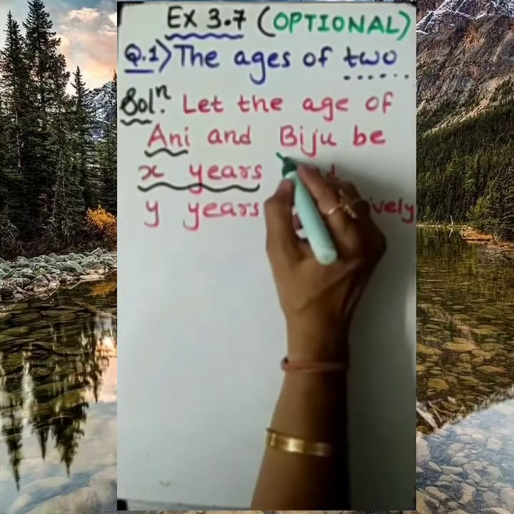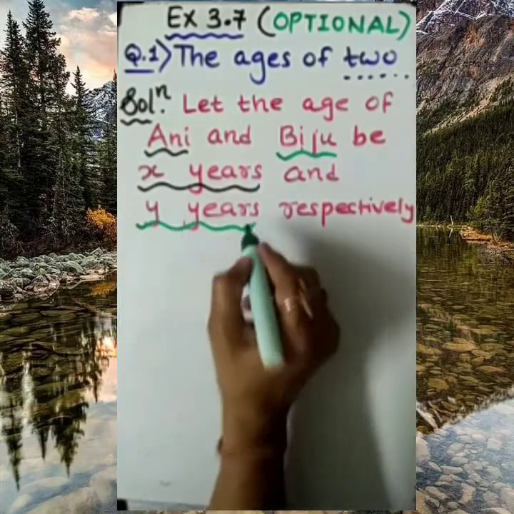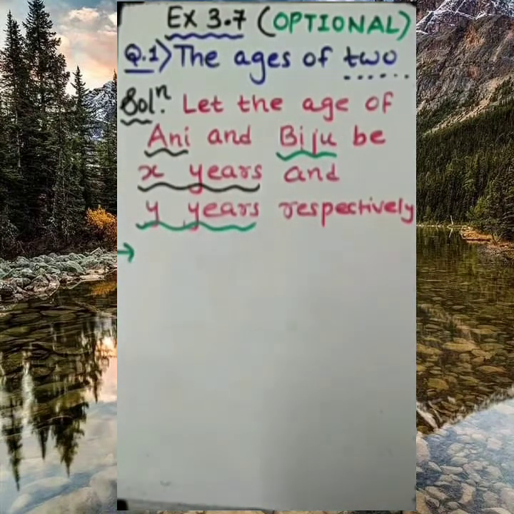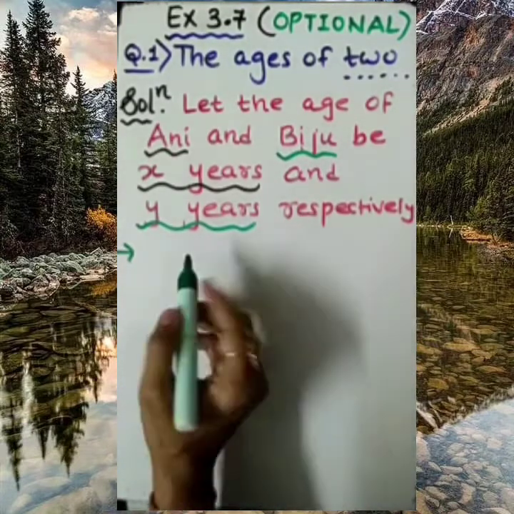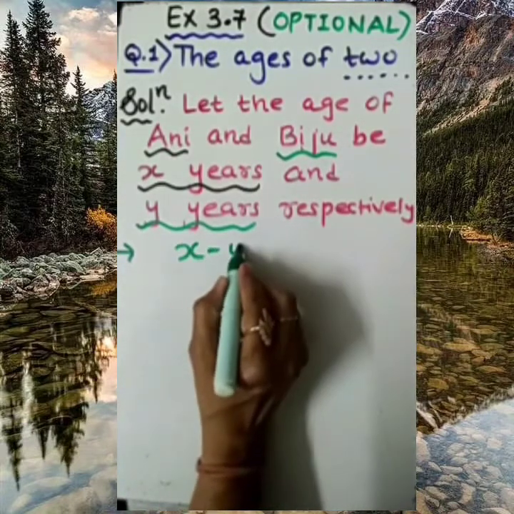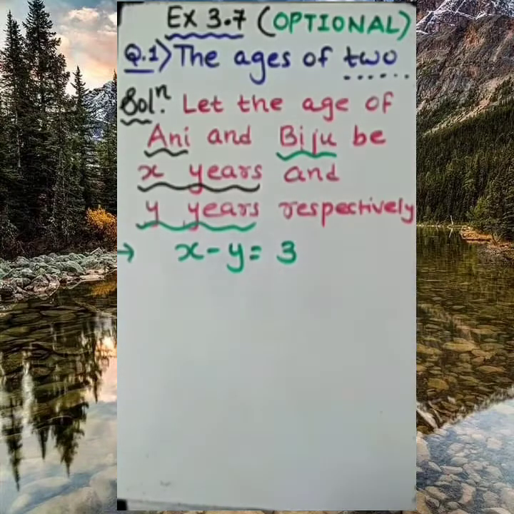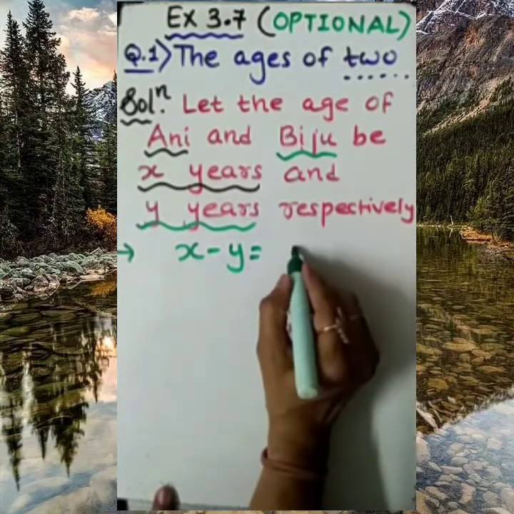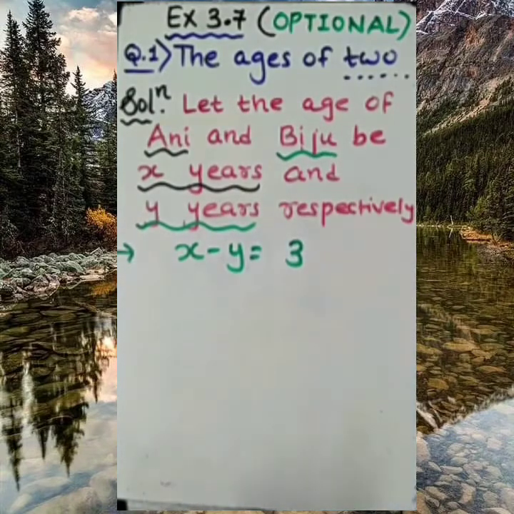Right? Now what are we given in the first line? First line we are given that the ages of the two friends Ani and Biju differ by 3 years. Differ by 3 years indicates the difference of their ages. Agree? The difference of their ages is 3 years. This we are given. Fine. x minus y equal to 3.